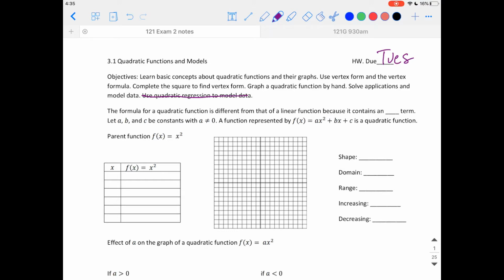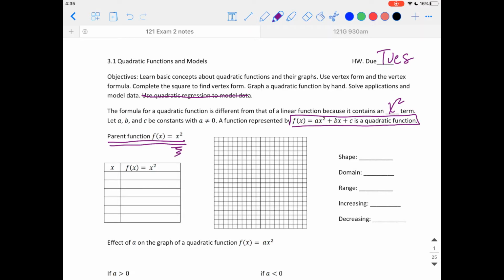So here, the formula for a quadratic function is different from that of a linear function because it contains an x squared term. Let a, b, and c be constants with a not equal to 0. A function represented by f of x equals ax squared plus bx plus c is a quadratic function. The parent function of all quadratics is x squared.